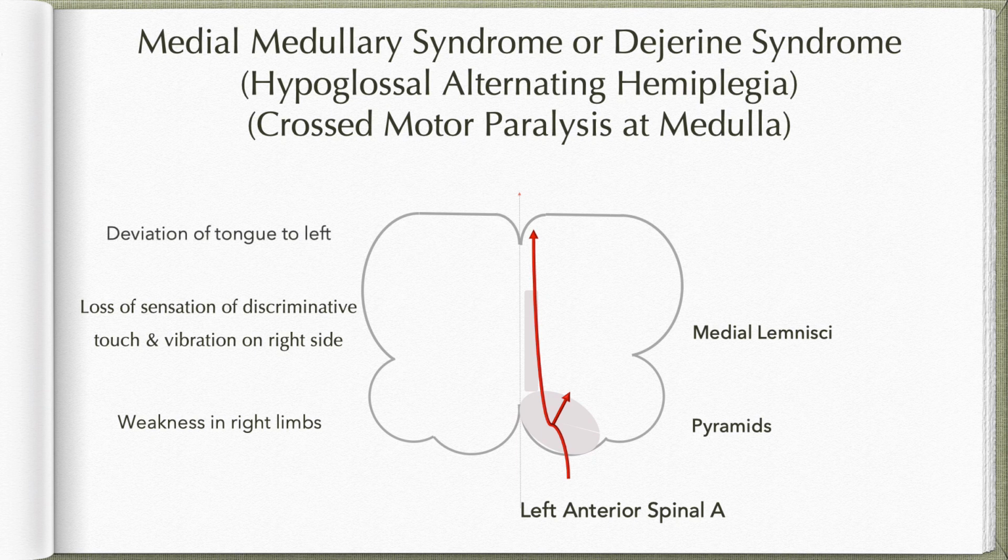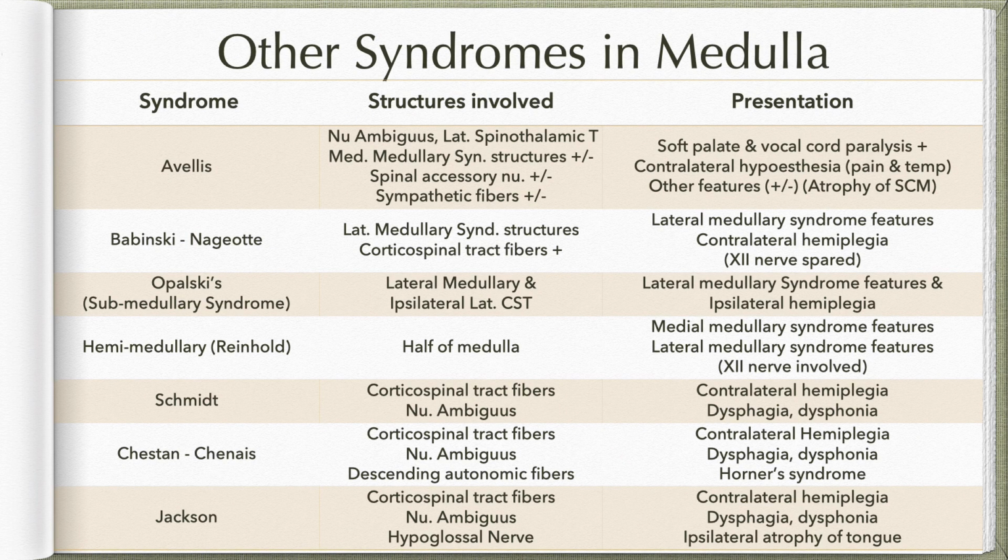And the patient had deviation of tongue to the left side. That is because of the involvement of left-sided hypoglossal nucleus or nerve. Now all these structures, that is pyramids, medial lemnisci, and the hypoglossal nucleus and nerve, will all be supplied by branches from the anterior spinal artery, that is paramedian branches from the anterior spinal artery. Now when these structures are involved due to anterior spinal artery involvement, this particular syndrome is called medial medullary syndrome or Dejerine syndrome.